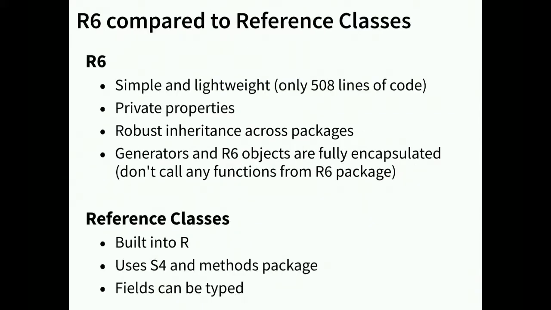Reference classes existed before R6 did, so here is a comparison between them. Some of the advantages of R6 are that it's simple and lightweight. As I said, it's only 508 lines of code. It supports private properties, whereas with reference classes, everything is public. There's robust inheritance. You can have inheritance across packages without any compromises, and that can be a bit of a problem for reference classes. Also, the generators and the R6 objects are fully encapsulated.